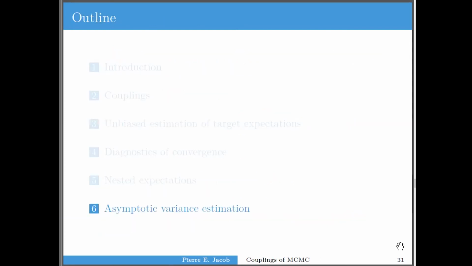Okay, and I want to finish with asymptotic variance estimation, just for 5 minutes. But if there are any questions, I'm happy to instead answer any questions.